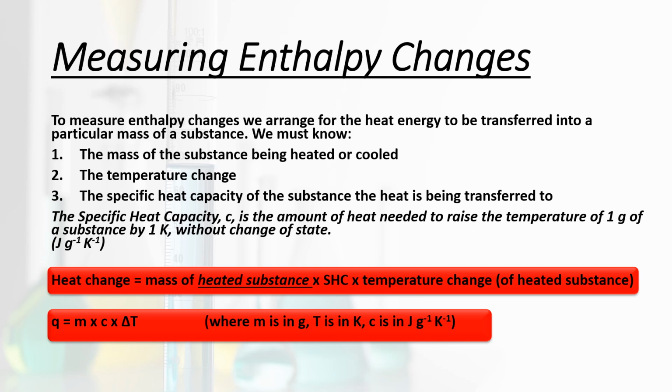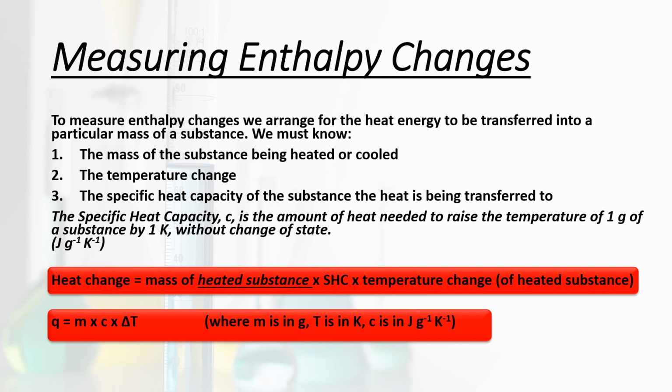Now, the specific heat capacity is given the symbol a lowercase c. It's the amount of heat needed to raise the temperature of 1 gram of a substance by 1 Kelvin without change of state. Essentially, if I have a particular substance, how much energy does it take to raise the temperature by 1 Kelvin for 1 gram of that material? So 1 gram of the material raised by 1 Kelvin without changing its state, so without melting it or boiling it, for example. How much energy do I need to do that?